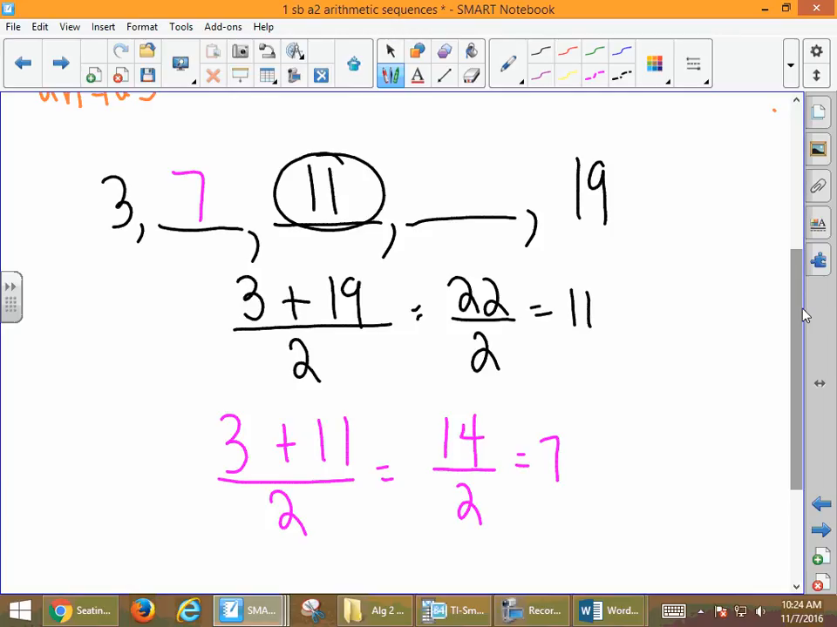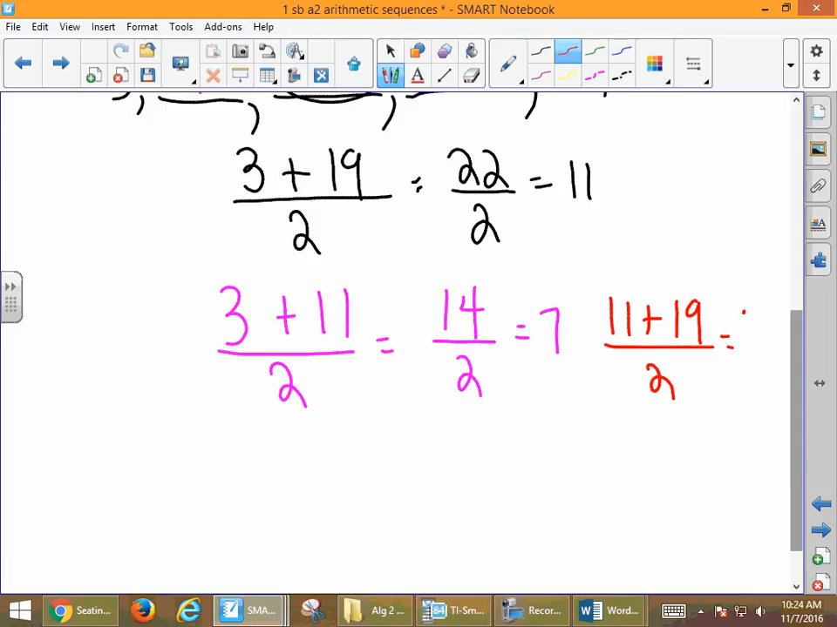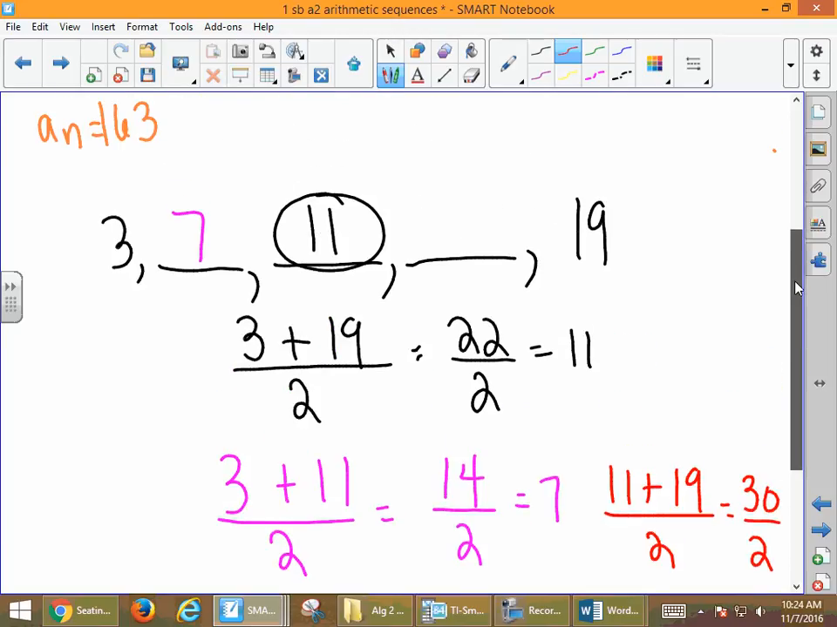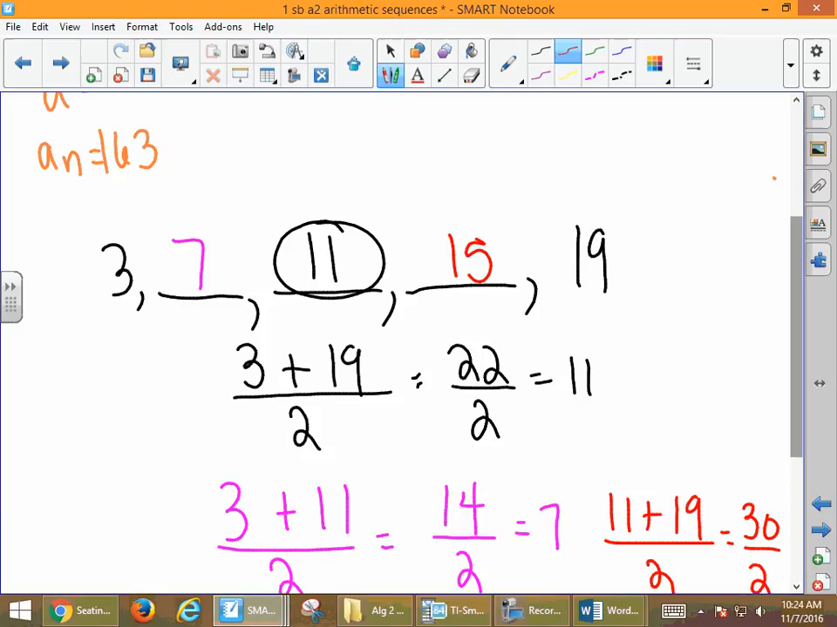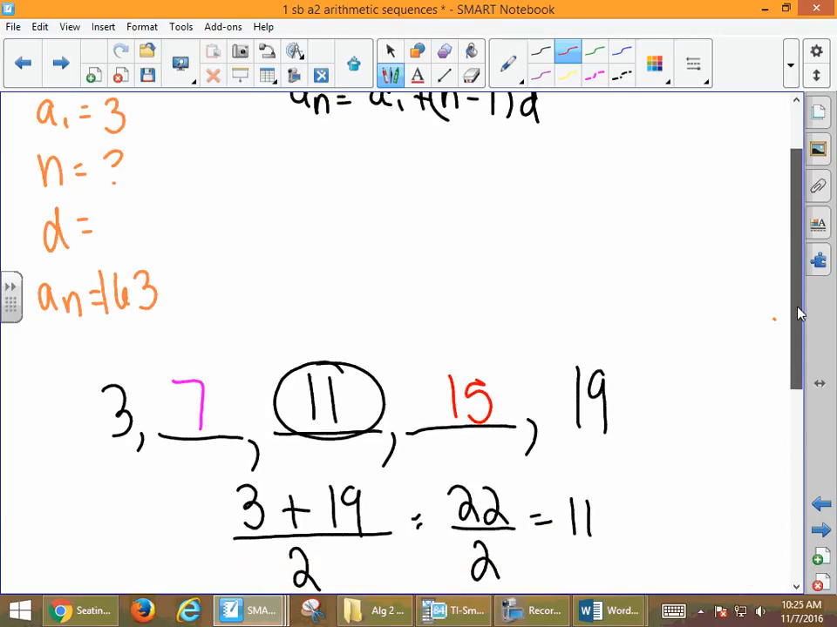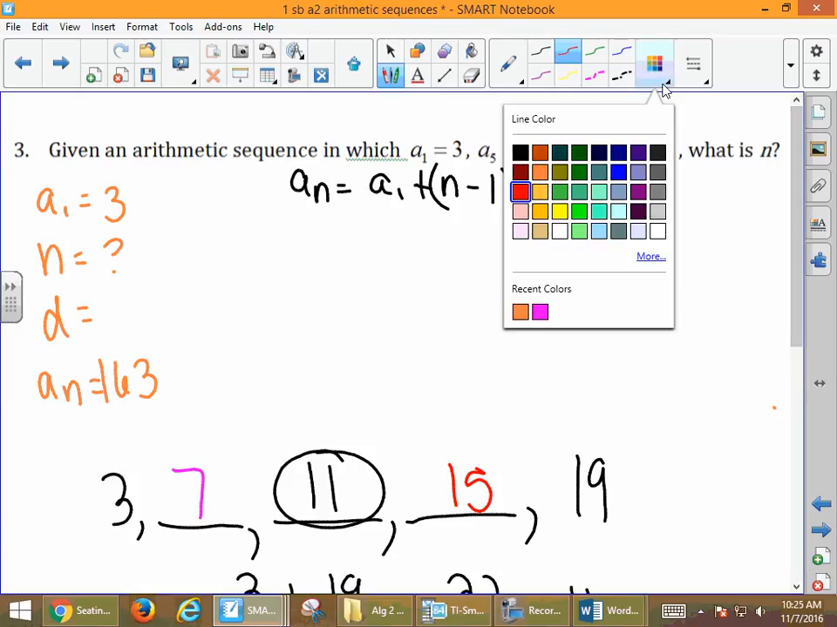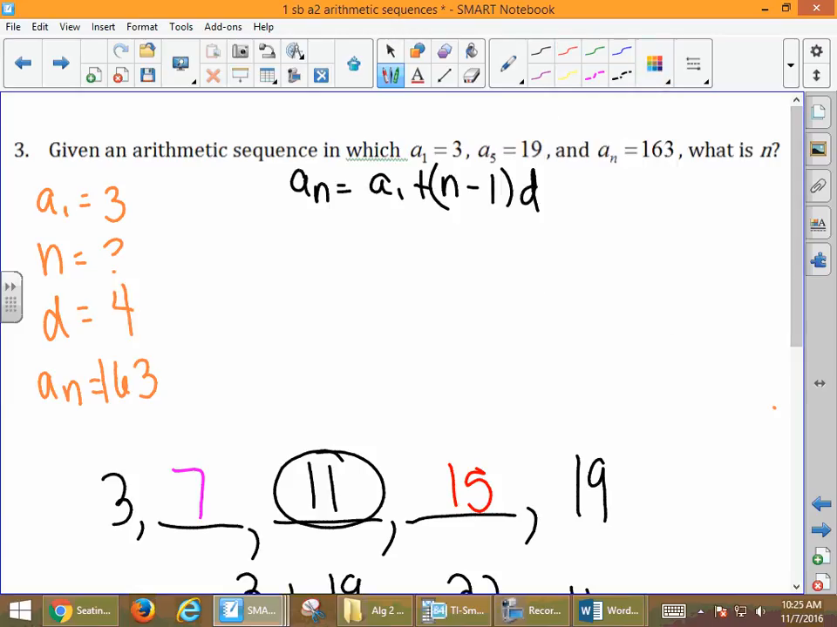7 minus 3 gives us 4. 11 minus 7 still gives us 4. Really, if we wanted to figure out this other term here, we could do the 11 plus the 19 divided by 2, which is 30 divided by 2, which is 15. 15 minus 11 is 4. 19 minus 15 is 4. What we figure out then is that our common difference is 4.